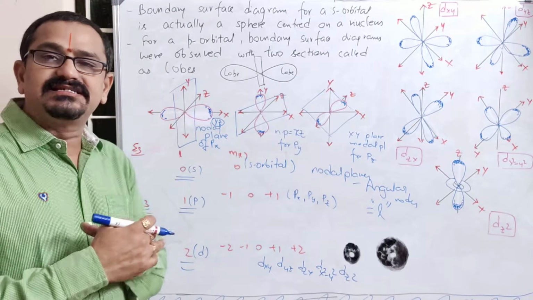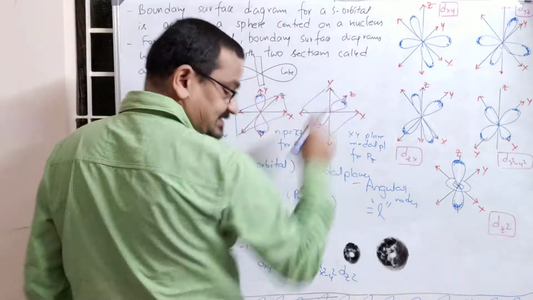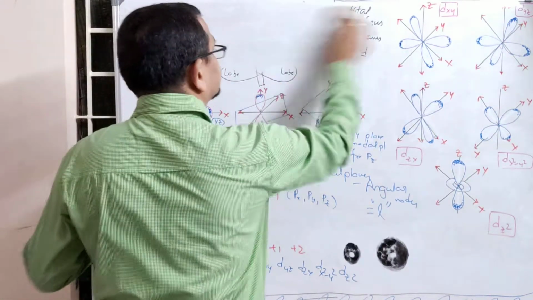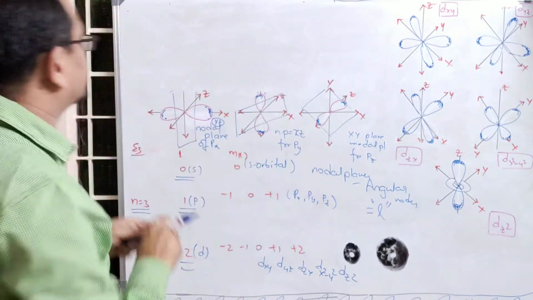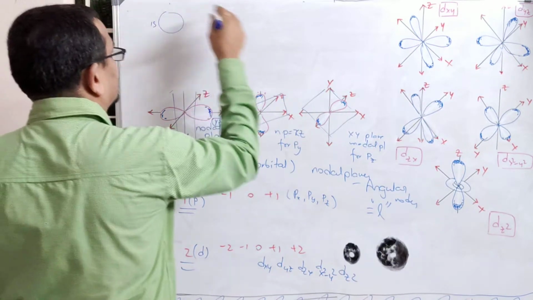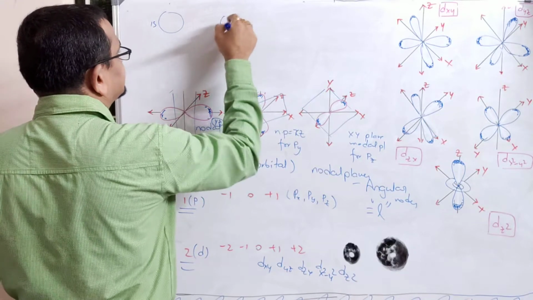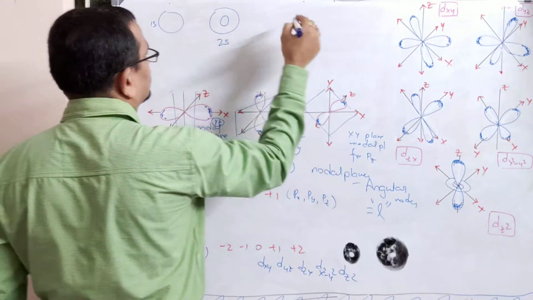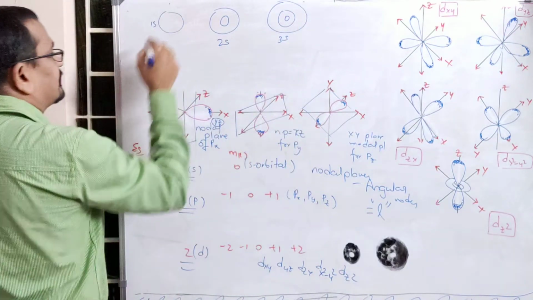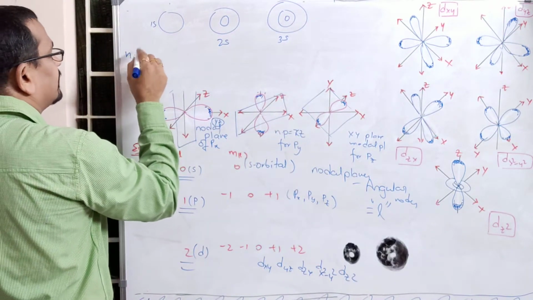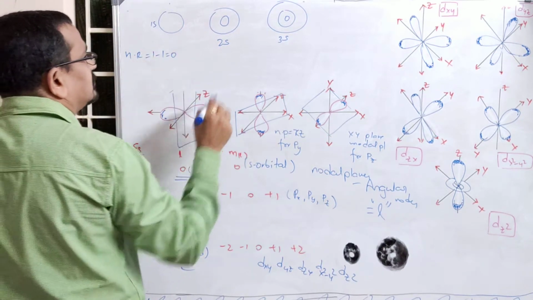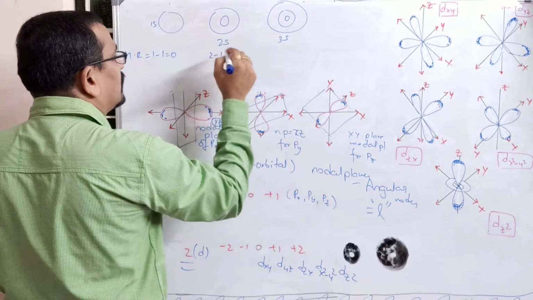Similarly, we already discussed nodal regions. Suppose you consider an s orbital. For 1s, this is the only region of probability. For 2s, it is the first probability region and second probability region. For 3s, first, second and third probability region. For 1s, the number of nodal regions is 1 minus 1, 0. For 2s, 2 minus 1, one nodal region is there.